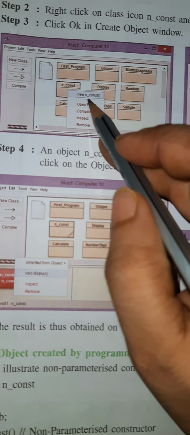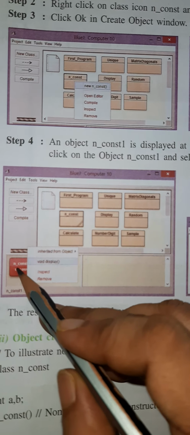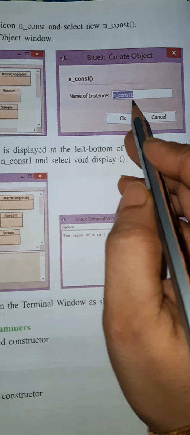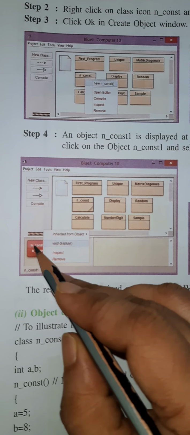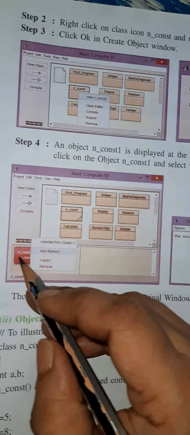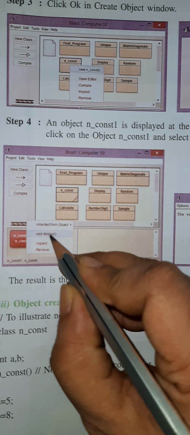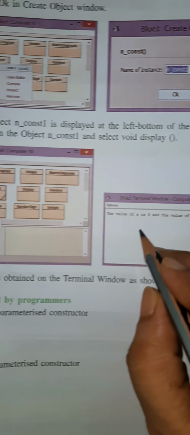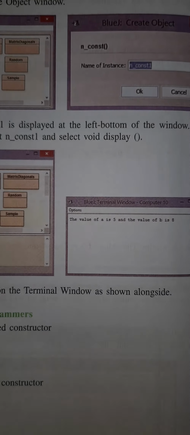You have to make an object by right-clicking. Since the main method is not there, the object is created. When you right-click, you see the object is created in the constant one class. Click on the red object in the constant one, give a right click, and this part will be displayed. When you click on void display, it is going to display the a.